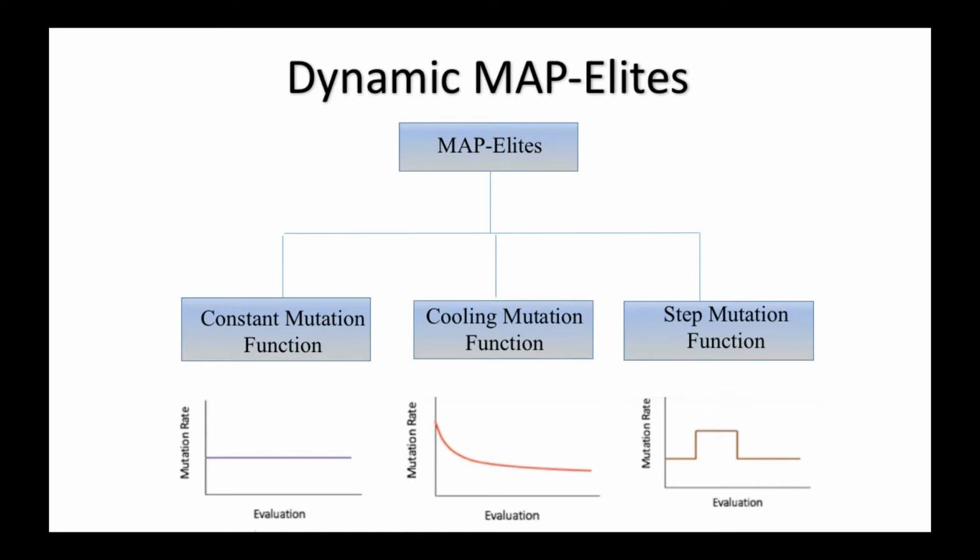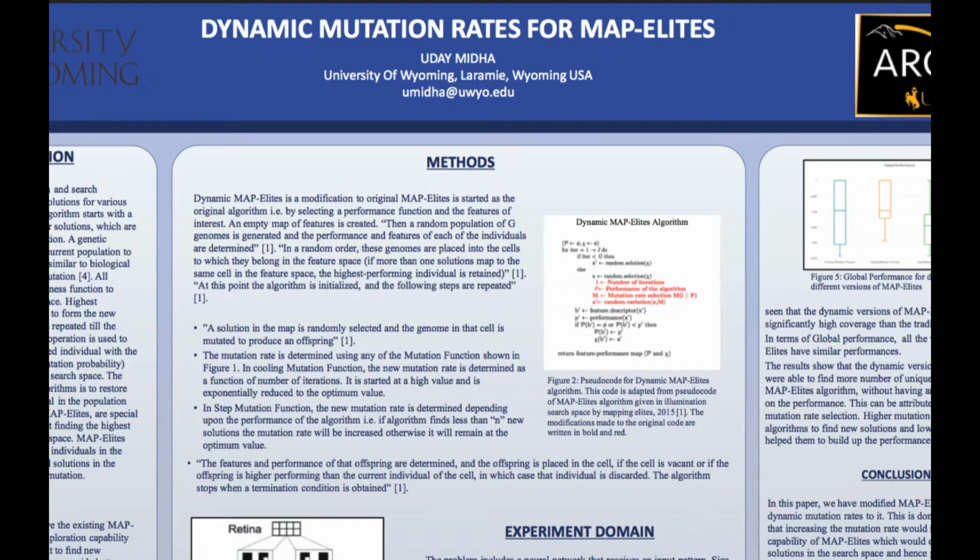The last is MapElites with a step mutation function. In this version, the mutation rate takes two values, a high value and a low value. Selection of the mutation rate will depend on the number of new solutions found in the last iteration. If the number of new solutions found is less than a pre-decided threshold, then it employs a high mutation rate, otherwise a low mutation rate. Now I will briefly explain the working of dynamic MapElites using a simple example.